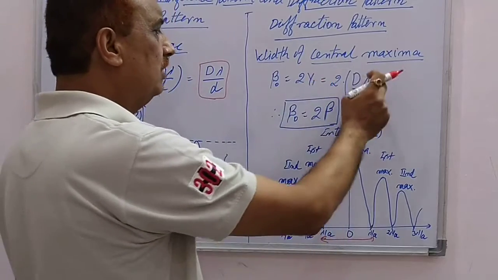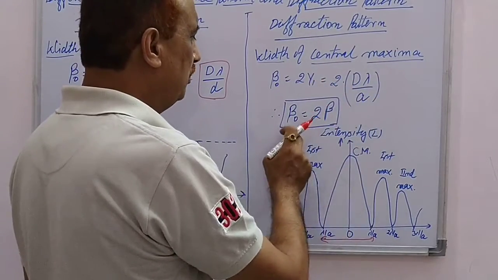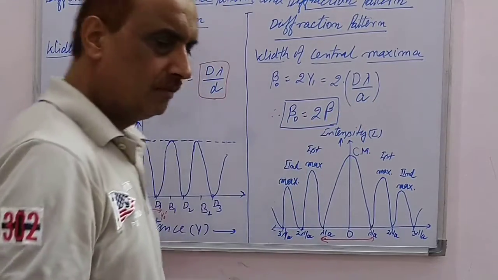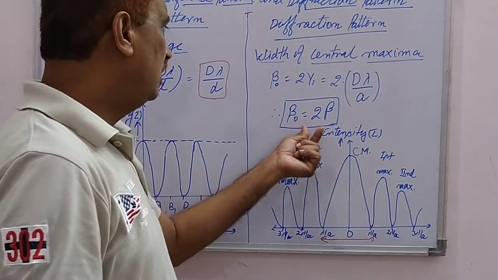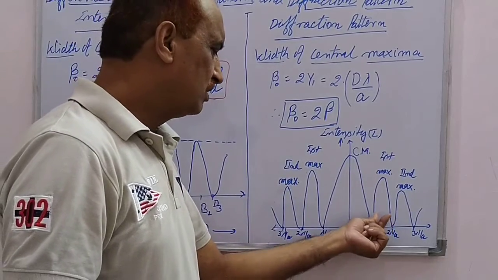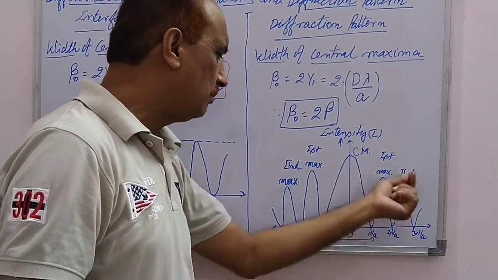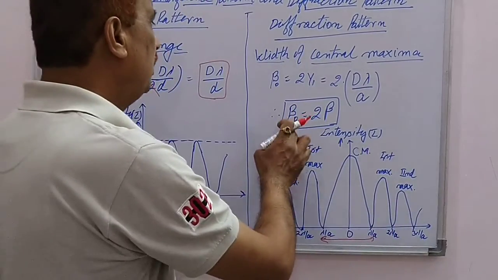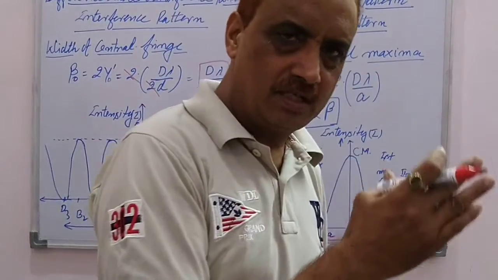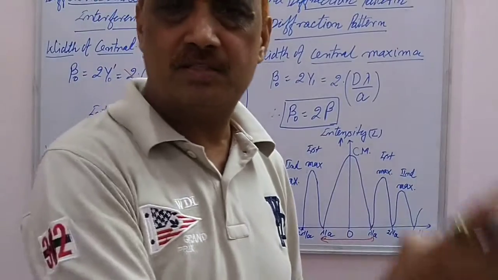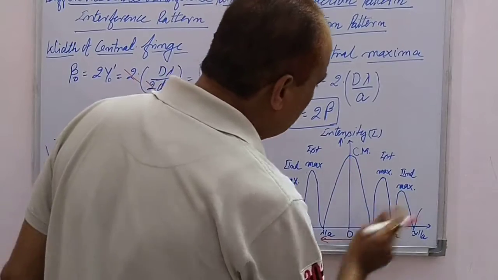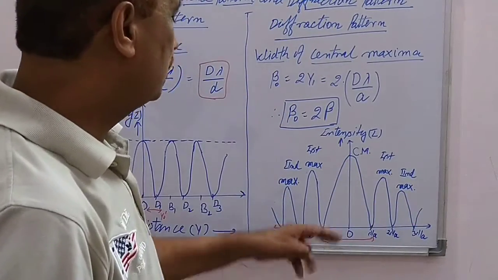Again, when we put the value of y1, that is D lambda upon a, we get beta naught equal to 2 beta, which means the width of the central maxima is twice the width of the first minima, second minima, and so on. So the width of the central maxima is always twice the width of the other maxima and minima. And in this situation the intensity reduces continuously.